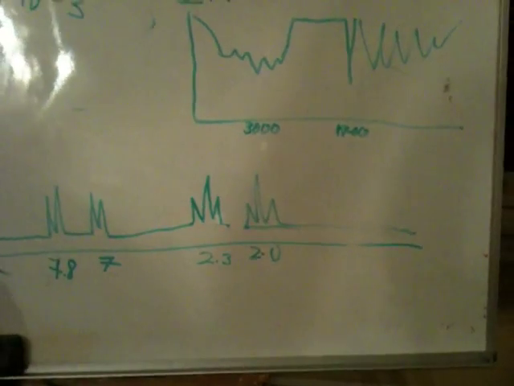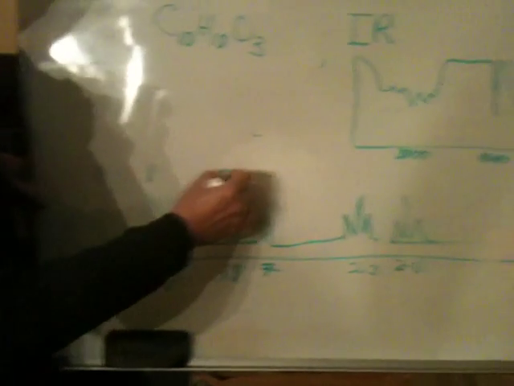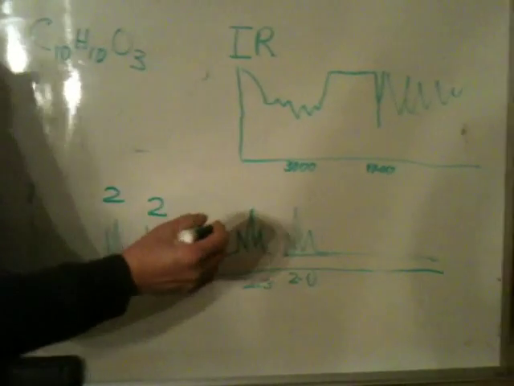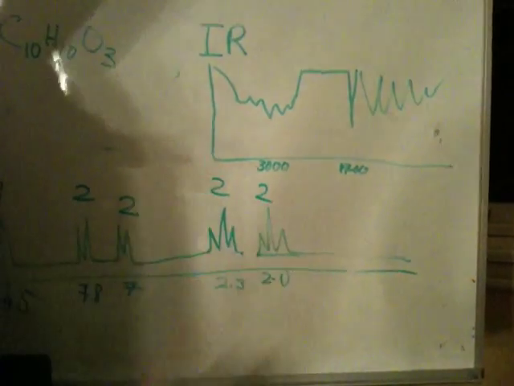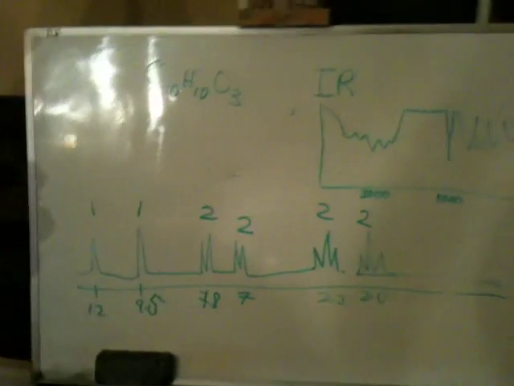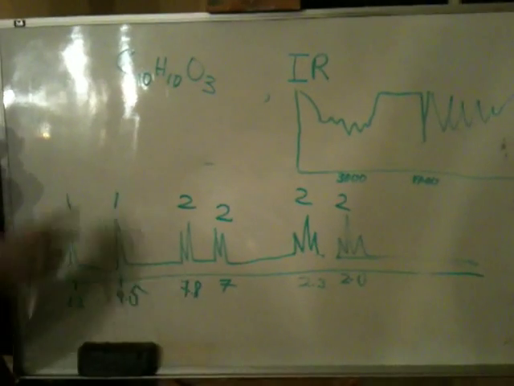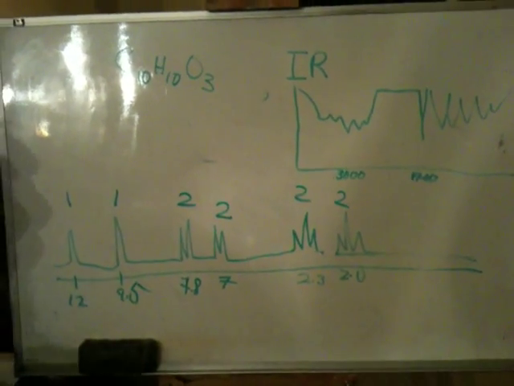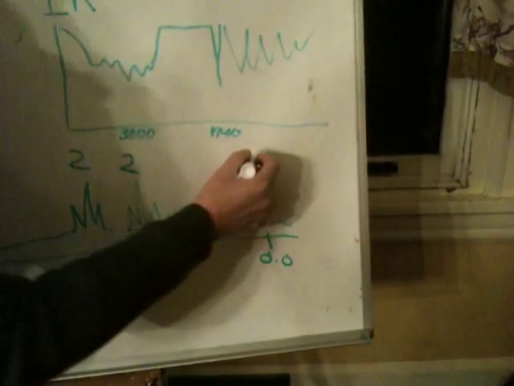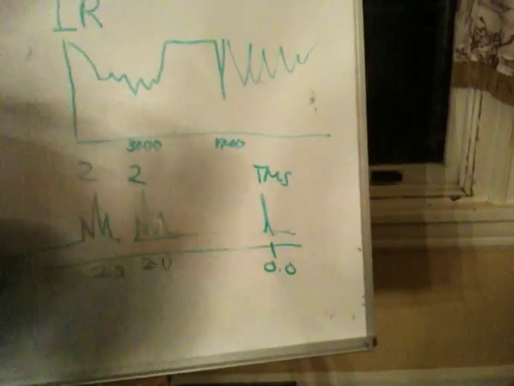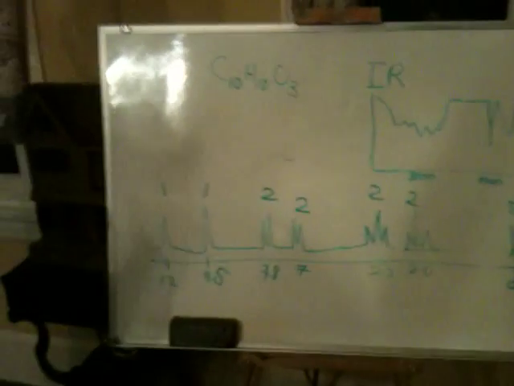Now what are the areas of these? 1, 1, 2, 2, 2, 2. Okay? So it's not drawn to scale, but that's what the areas would be for this. Of course, in every NMR, as you're probably discovering in lab this week, you put in some TMS, and TMS is the reference compound. So this would have a TMS peak normally, if you're running it normally.